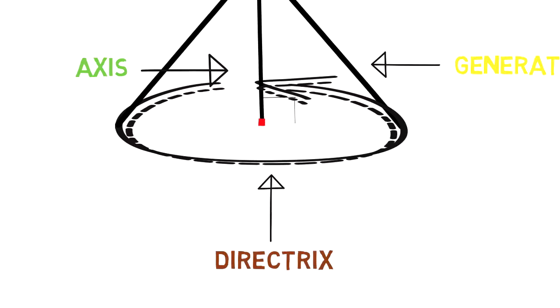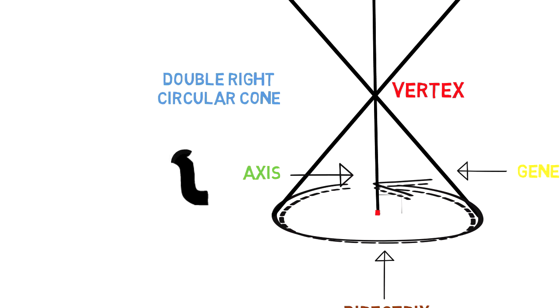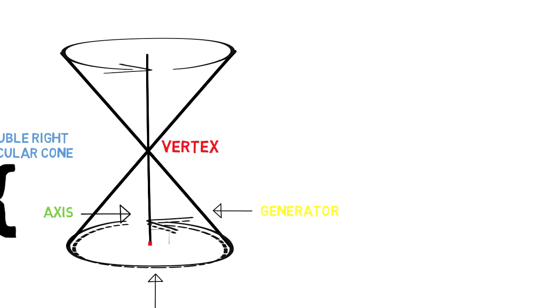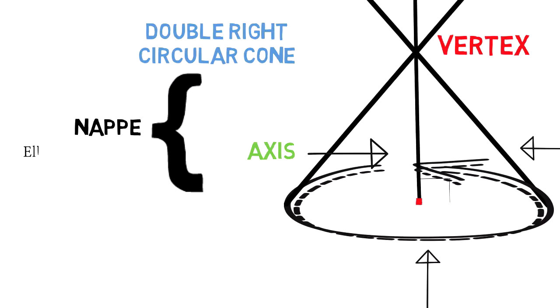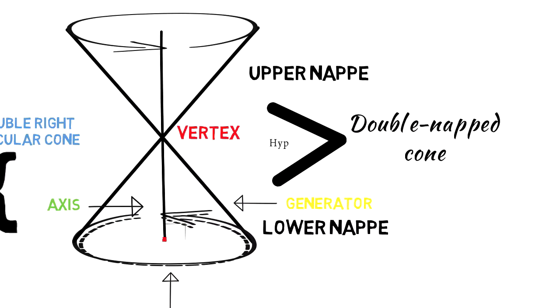The perimeter of the base is called the directrix. The lateral surface of a right circular cone is called a nappe. A double right circular cone has two nappes, the upper nappe and the lower nappe, making it a double-napped cone. For a plane that is not perpendicular to the axis and that intersects only a single nappe, the curve produced is either an ellipse or a parabola. The curve produced by a plane intersecting both nappes is a hyperbola.